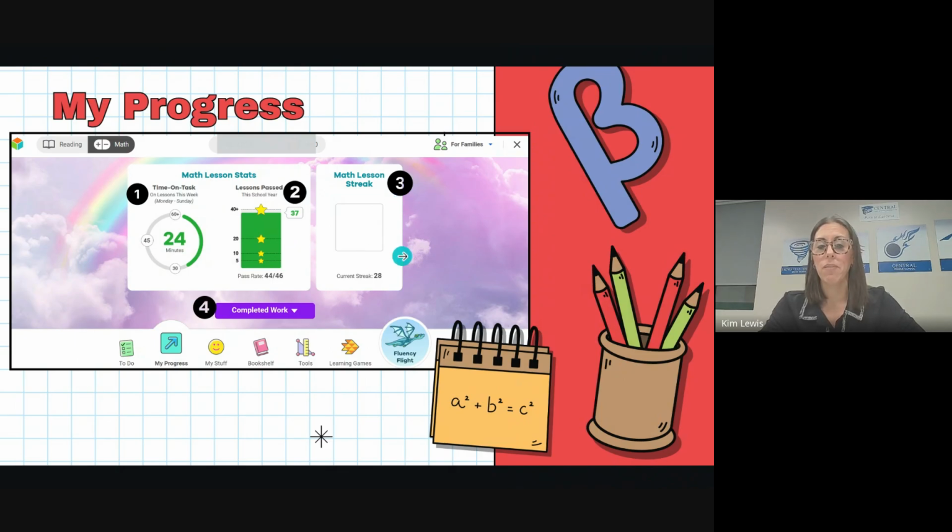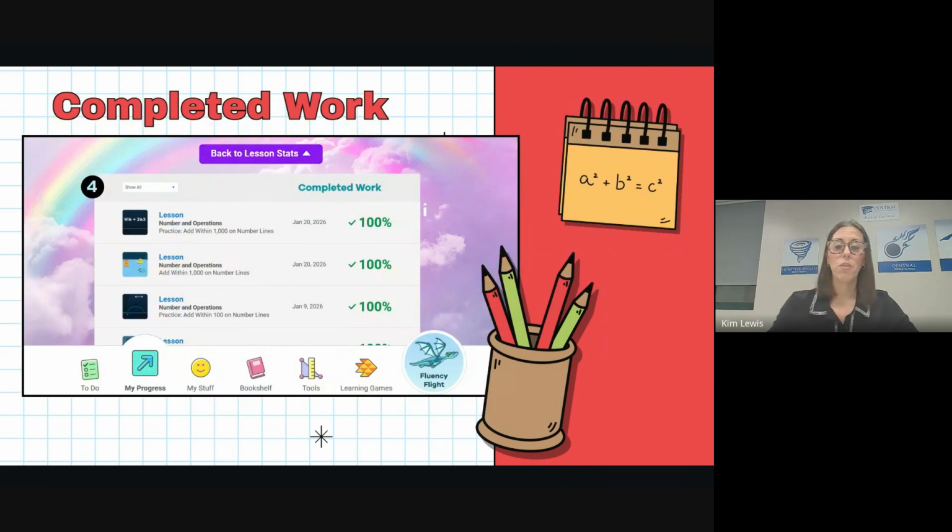And then you can see here, this screenshot doesn't have anything but a lesson streak. So how many did they pass in a row over the course of a week? You could see that as well. And then on the bottom here, completed work. If you were to click on the completed work, you can actually see what lessons they were, the name of the lesson and how they did on each individual lesson. So not just that they passed it, but what was their score if they passed. This student did really well. They passed 100% on all of their lessons.